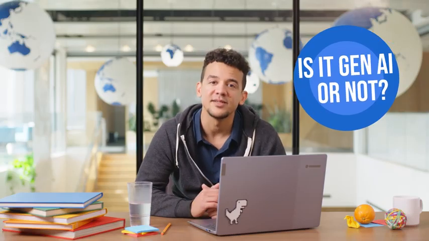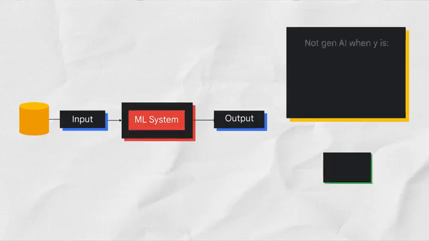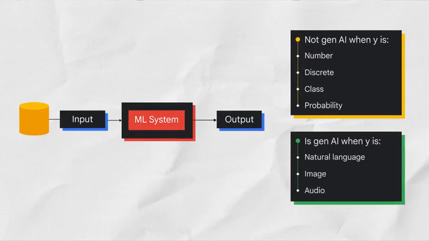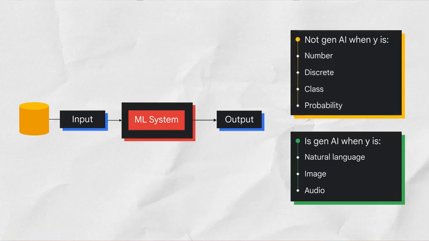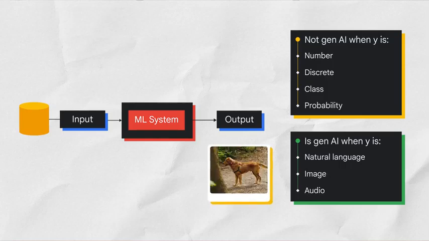So, what if someone challenges you to a game of "is it Gen AI or not?" I've got your back. This illustration shows a good way to distinguish between what is Gen AI and what is not. It is not Gen AI when the output, or Y, or label, is a number or a class, for example, spam or not spam, or a probability. It is Gen AI when the output is natural language, like speech or text, audio, or an image like Fred from before, for example. Let's get a little mathy to really show the difference.